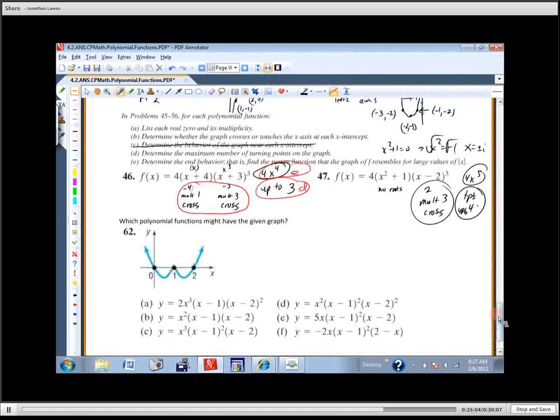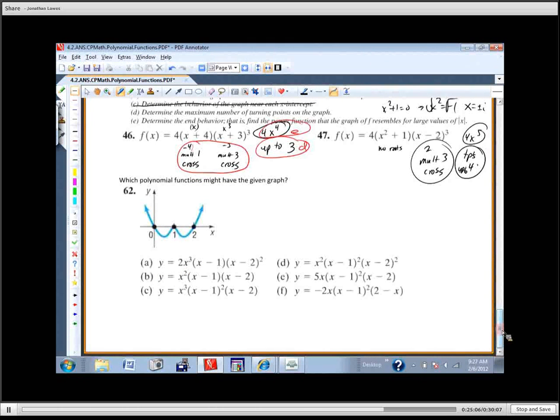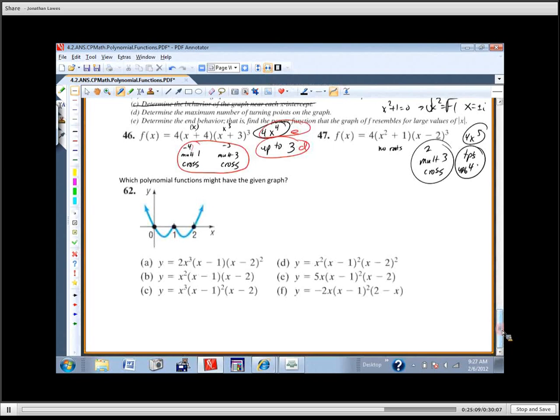Okay, let's take a look at this last one. It says, which polynomial might have the graph given? Okay, so this is where we kind of have to think backwards. They give us the graph and we've got to think, well, wait a minute. What could this look like if we wrote it down as a polynomial?